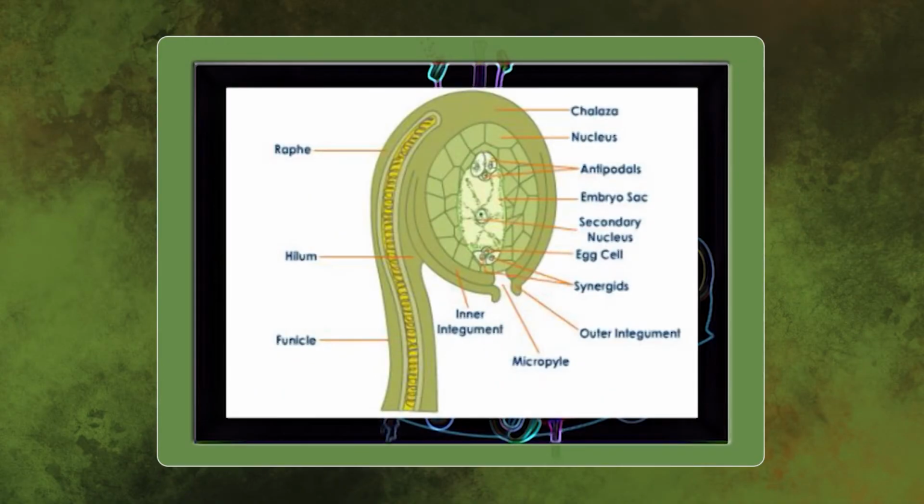A fully mature ovule consists of stalk and the body. The stalk of an ovule is called funicle. One end of the funicle is attached to the placenta and the other end to the body of the ovule. The point of attachment of funicle with the body of an ovule is called hilum. The body of the ovule shows two ends, the basal end called the chalazal end and the upper end called the micropylar end.